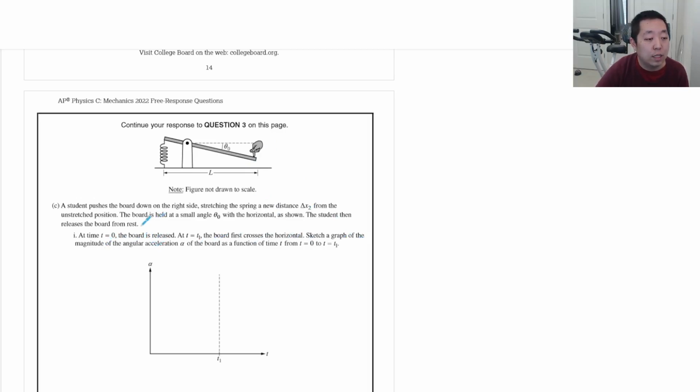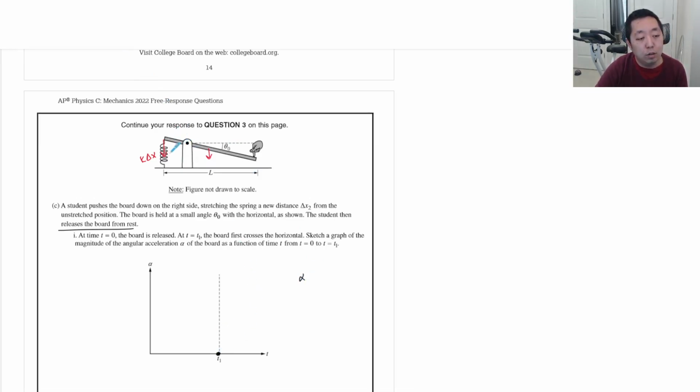So he releases the board from rest. So this hand is not here. So the only torque: we have this k delta x, and then we have gravity still acting here. But what happens is the net torque will be 0 when it's horizontal, right? Because it will be balanced, like we said. So I expect that the angular acceleration here ought to be 0.